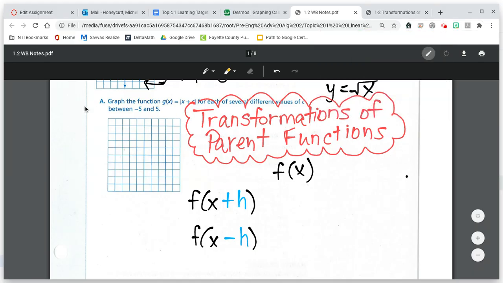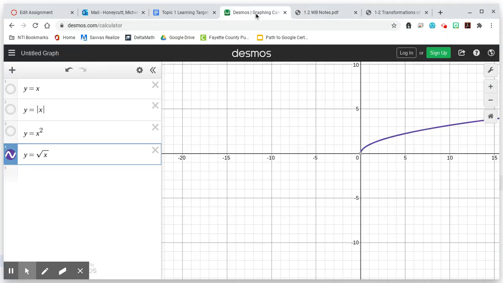So then part A tells us to take the graph of the function absolute value of x and add different values for each value of c. Okay, so I'm going to go a little bit further and we're going to start taking notes about the transformations of parent functions. So f of x is just going to be general notation for any type of function. And in this case, f of x is going to stand for any of our parent functions like what we had graphed over here, okay?